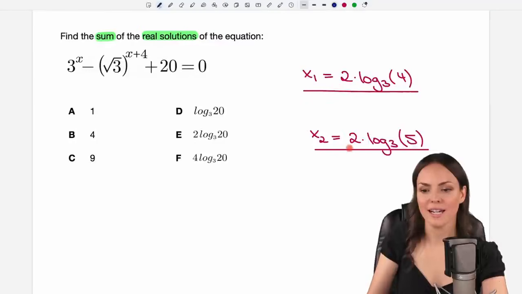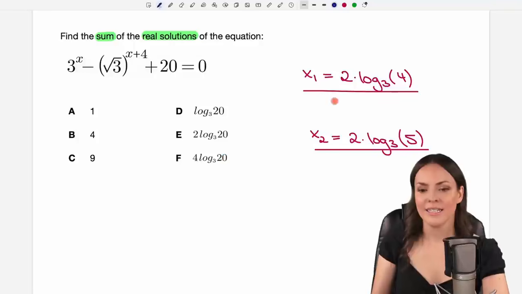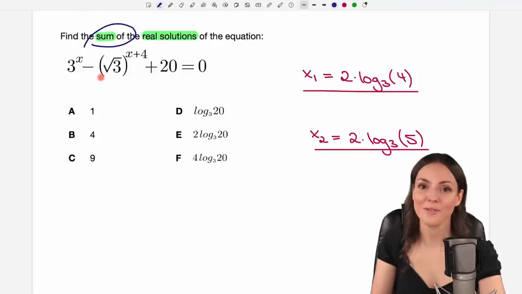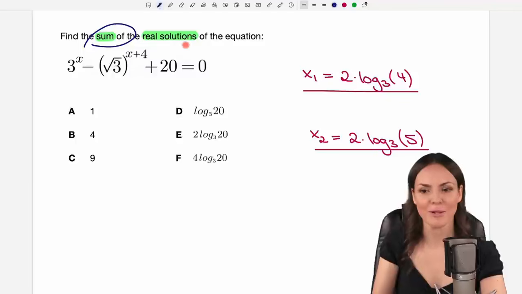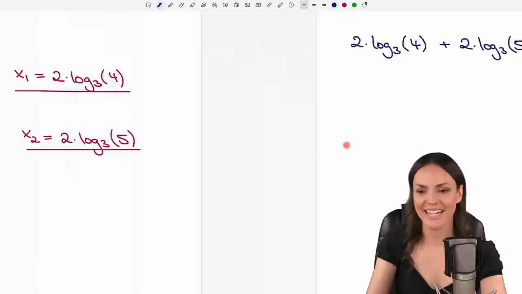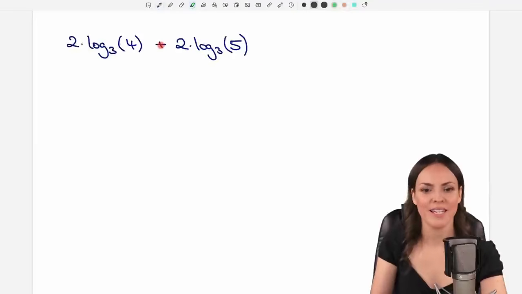I wrote down our 2 solutions here again. And if we take a look at the answers, our solutions are not in there. Why? Because they were looking for the sum, remember? So we have to add these 2 real solutions that we found. So we take these 2 and add them, and then let's just pray that we will find one of the answers then. So let's add these 2.